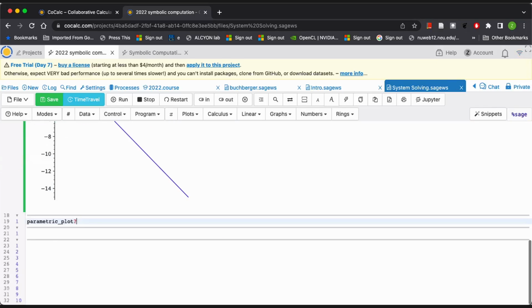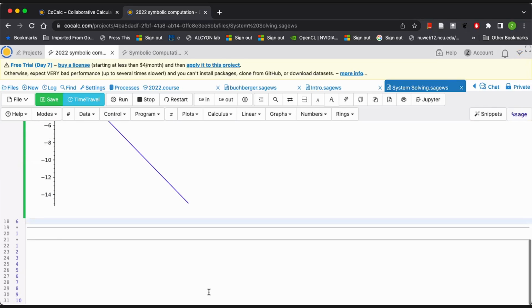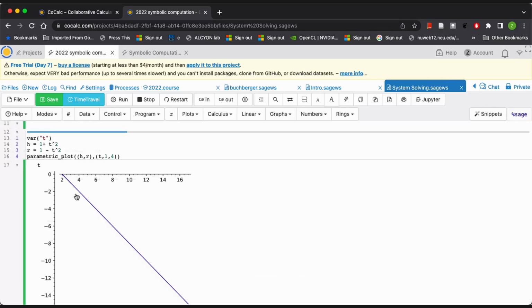So now why is this a line? Because for every value of the parameter, x and y grow together. So it's a linear function. It's a line. Are we following?